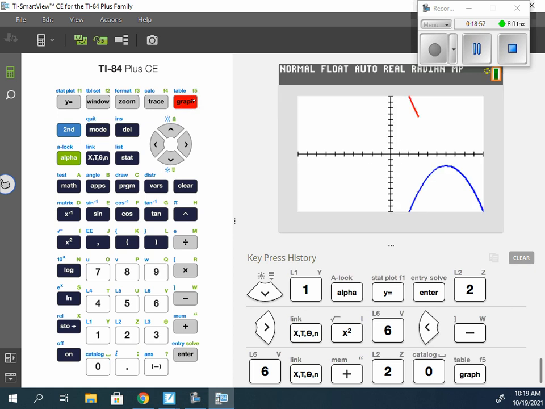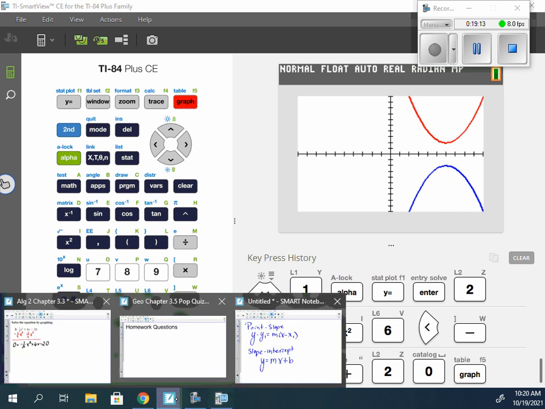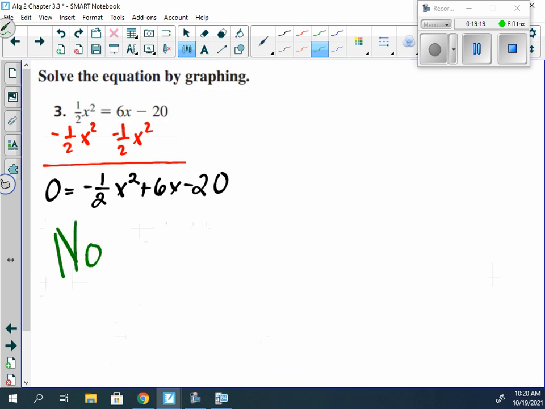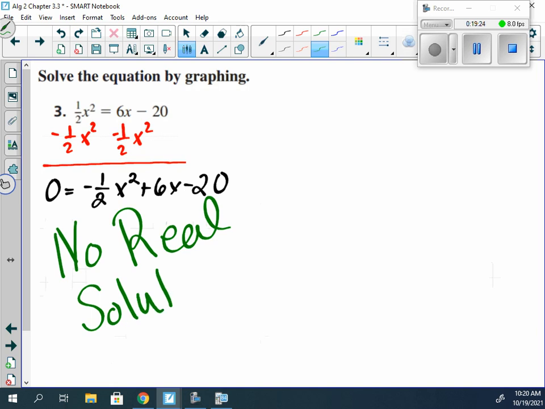And the other one would look like this here. Because it's really that negative 1 is going to be a reflection across the x-axis. So where does it cross the x-axis? It doesn't, right? So if it doesn't cross the x-axis, that means what? Exactly. So there is no real solution. It's not that there is no solution, it's no real solution.